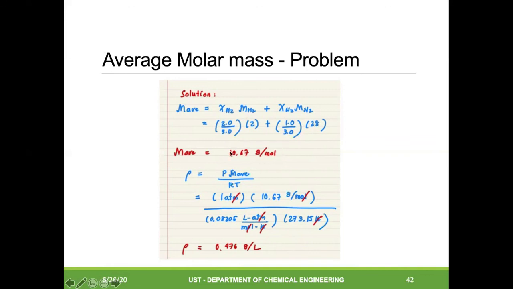Since it's a mixture of gases, we will substitute this average molar mass to get the density. And the density is equal to 0.476 gram per liter. Recognize that if 1 mole of gas mixture is considered, the mole fraction gives the number of moles of each component in the gas mixture. The product, mole fraction multiplied by molar mass, is actually the mass of each gas, and the sum of these products gives the total mass of 1 mole of gases, or the average molar mass.